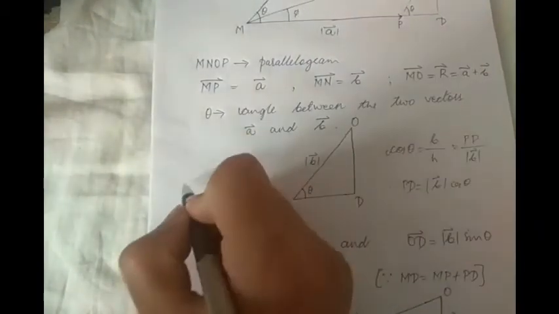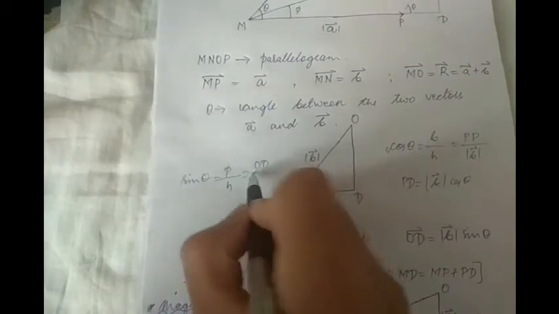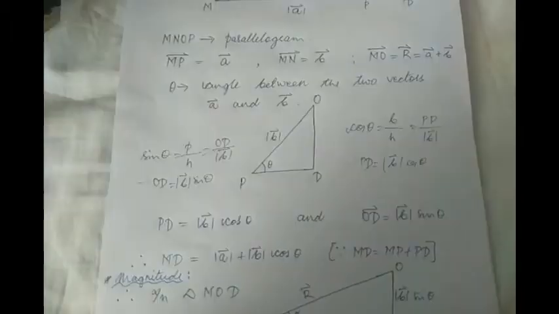Likewise OD. In this triangle, OD is the perpendicular. So the trigonometrical ratio that includes the perpendicular and the hypotenuse is sine theta, which is perpendicular by hypotenuse. Therefore, perpendicular is OD, hypotenuse is modulus of P, so OD is B sine theta. This is how we get OD is B sine theta.